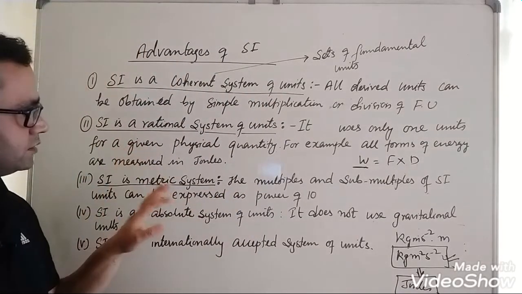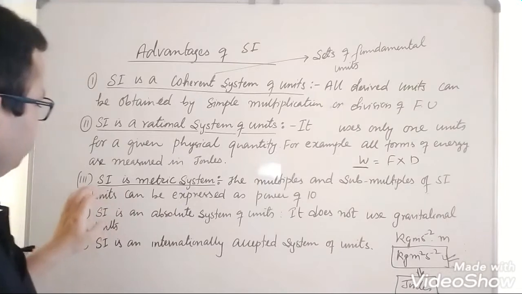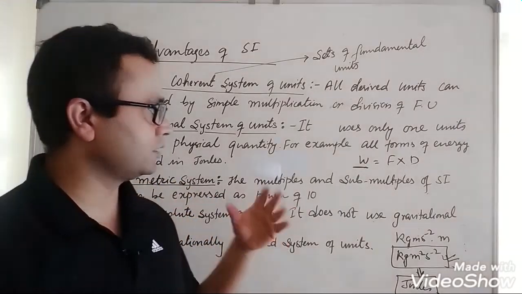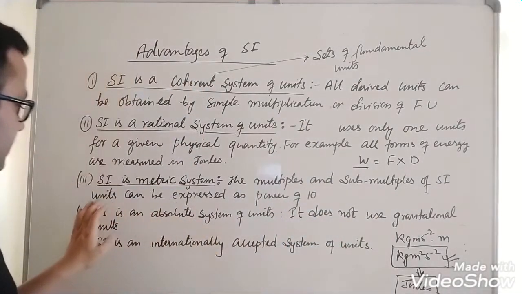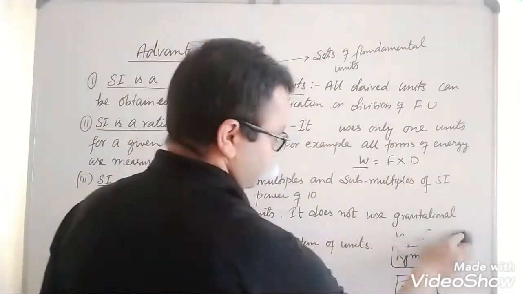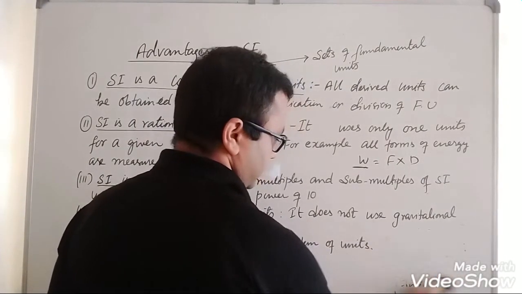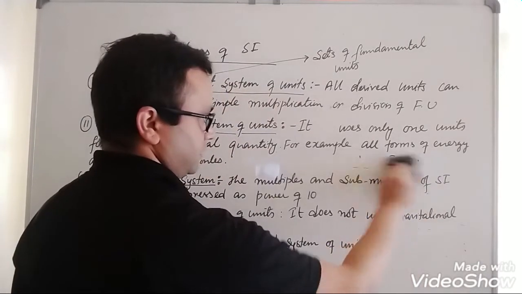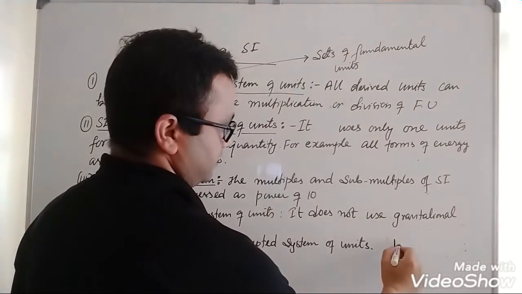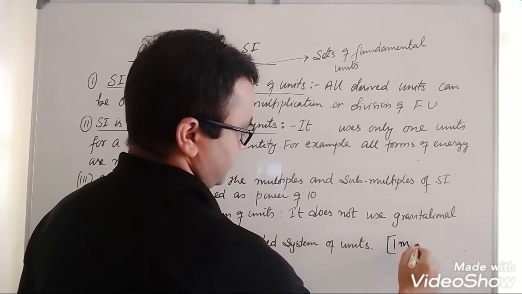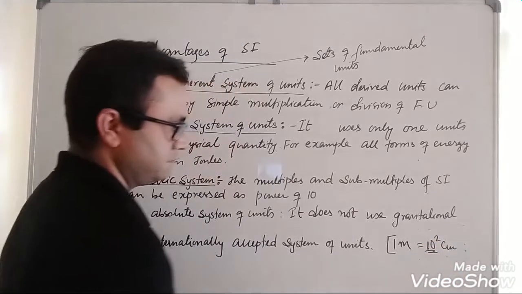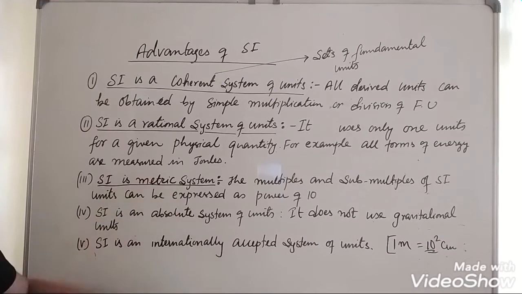So SI is a rational system of units. SI is a metric system. SI is a metric system means the multiples and submultiples of SI units can be expressed as a power of 10. Metric means 10. Suppose this is 1 meter. 1 meter can be written as 10 to the power 2 centimeter. This is the power of 10. So SI is a metric system.